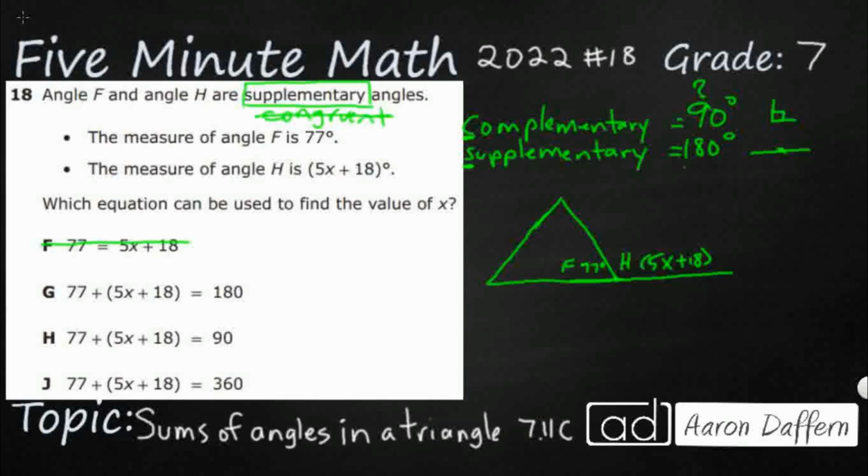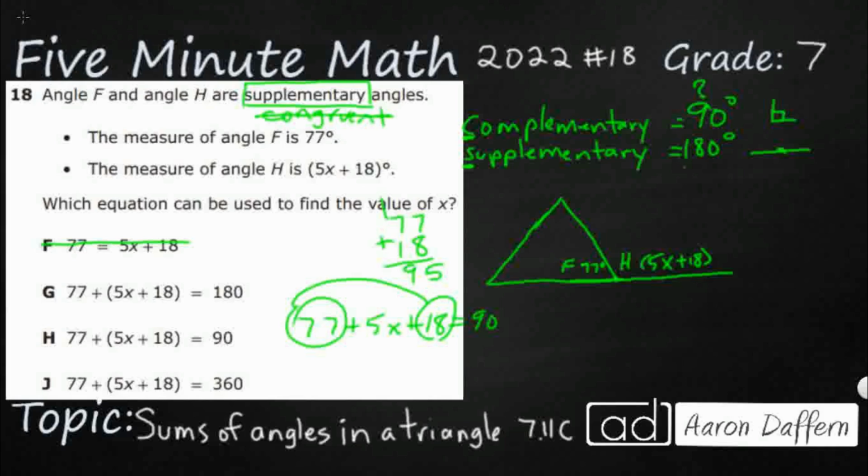But let's say I thought that maybe they're complementary. Maybe they make 90. So what would that look like? Well, I would have to add those up. I'd have to do 77 plus 5x plus 18 equals 90. Well, here's the problem. Look at what you've got right here. Before you figure out what 5x is, you've already got 77 plus 18. That's already 95. So 95 plus, let's do a plus 5x. You're not going to do negatives. You're not going to do fractions or anything like that. So that already takes that out.